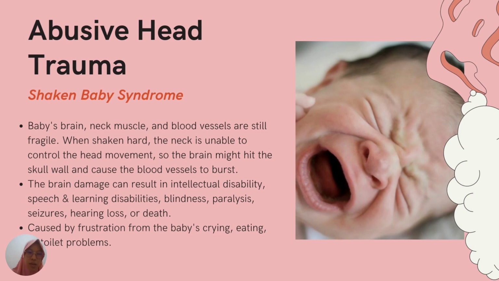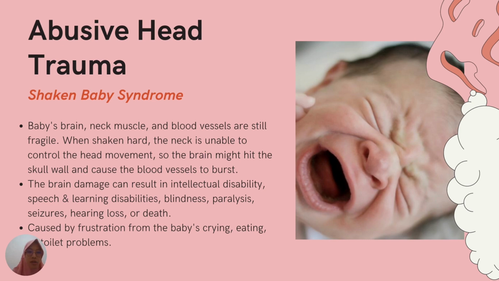And then the next one is abusive head trauma, or commonly known as shaken baby syndrome. Shaken baby syndrome happens when an adult shakes the baby too hard, and it causes injury to the baby.